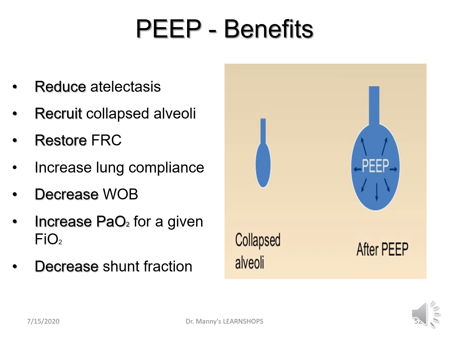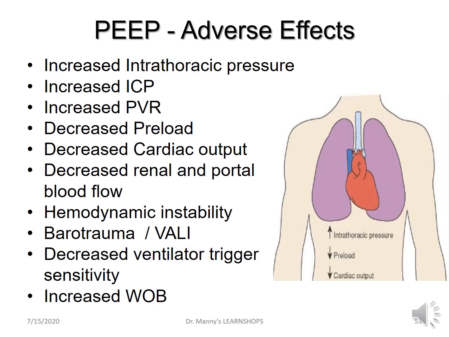There's an example: collapsed alveoli, PEEP applied, maybe you'll recruit collapsed alveoli. What are some of the adverse effects related to PEEP? Well, depending on the level, you increase intrathoracic pressure, which in certain conditions may be detrimental to patients who've got an increased intracranial pressure. It can increase pulmonary vascular resistance, decrease the amount of blood returning to the heart, called preload, and therefore decrease cardiac output.